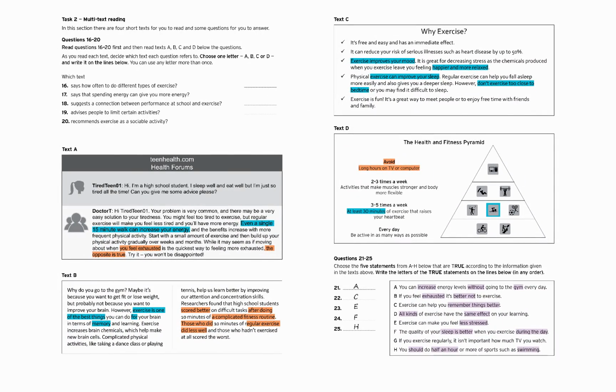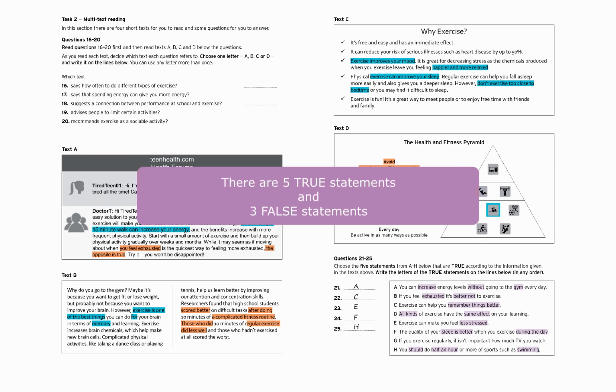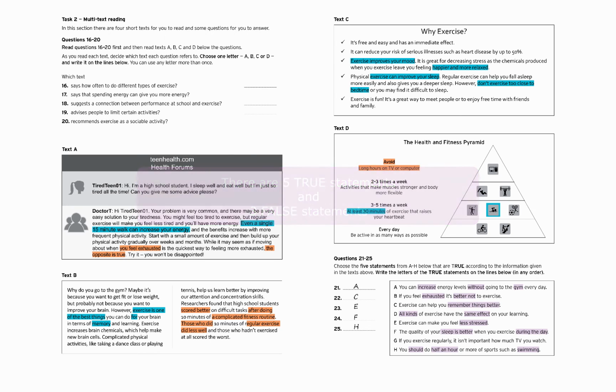I hope you did well, and I hope I've given you some more advice on how to answer questions 21 to 25. Remember, there are 5 correct answers and 3 are wrong. So it's a good idea to take a pen on your paper when you do the exam and just cross out the wrong ones, which would be B, D, and G.